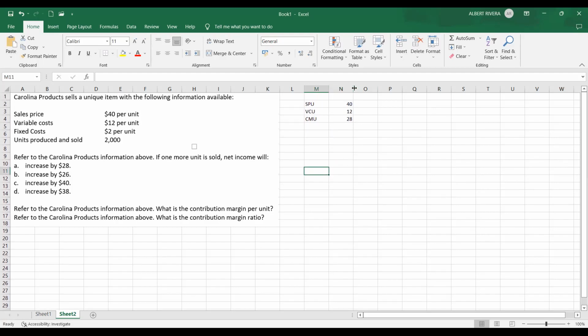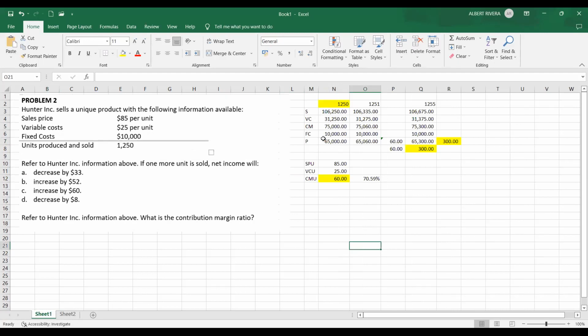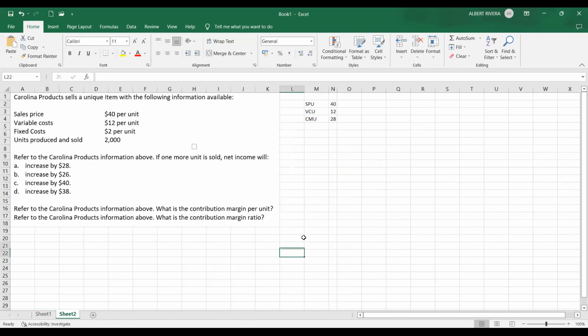Again, to compute for the change in net income, you must not resort to computation such as this. Just multiply the CM per unit times the change in the number of units sold. Okay? So that should be what? So that is 28. So the answer should be increased by 28. And that is letter A for this item. Next, what is the contribution margin per unit? So that is 28. And what is the contribution margin ratio? So that should be 28 divided by 40. Okay, so this is 28 divided by 40 will give you 70% contribution margin ratio. Okay? So let's proceed to the next item.